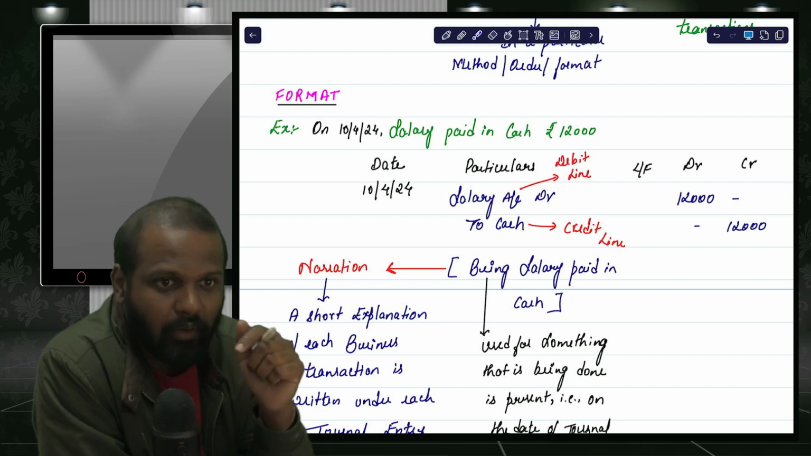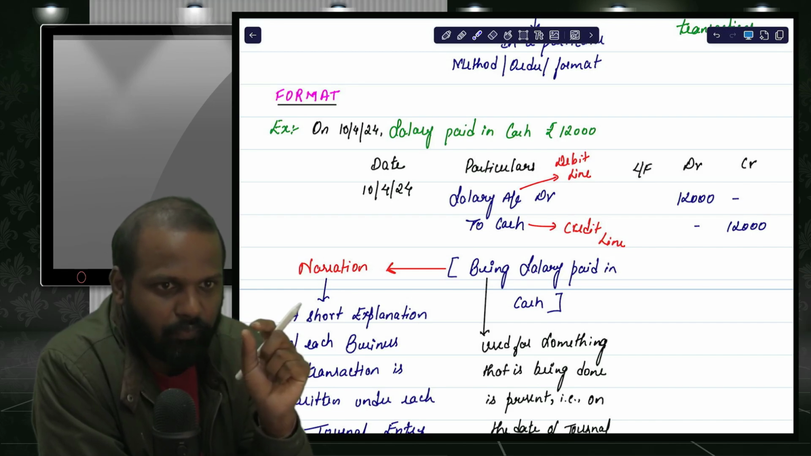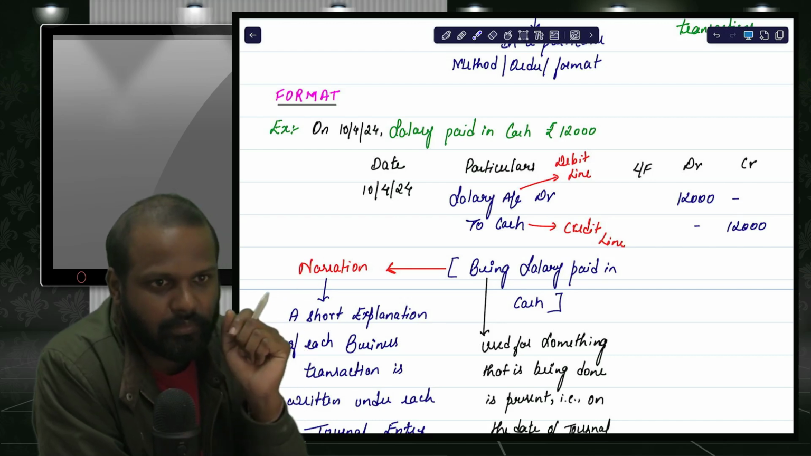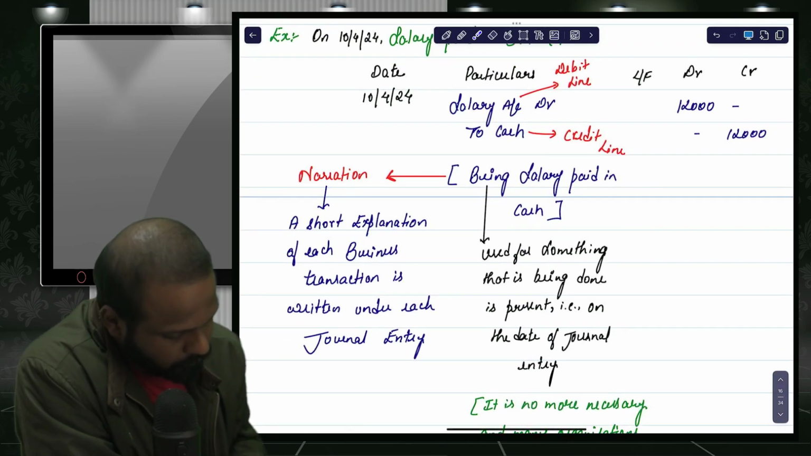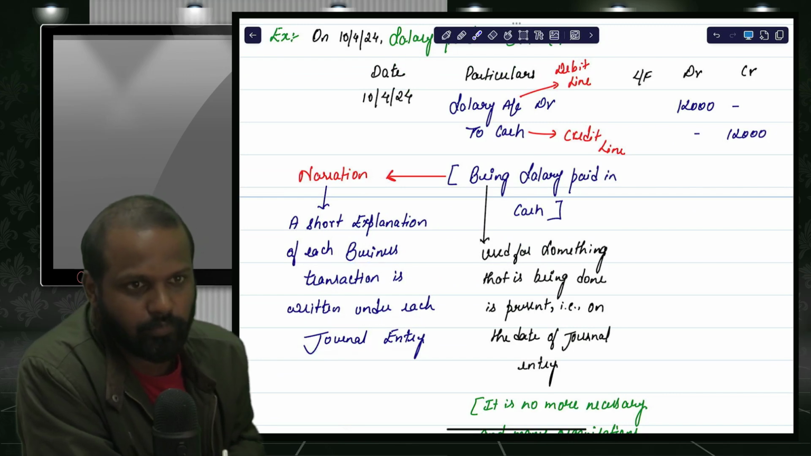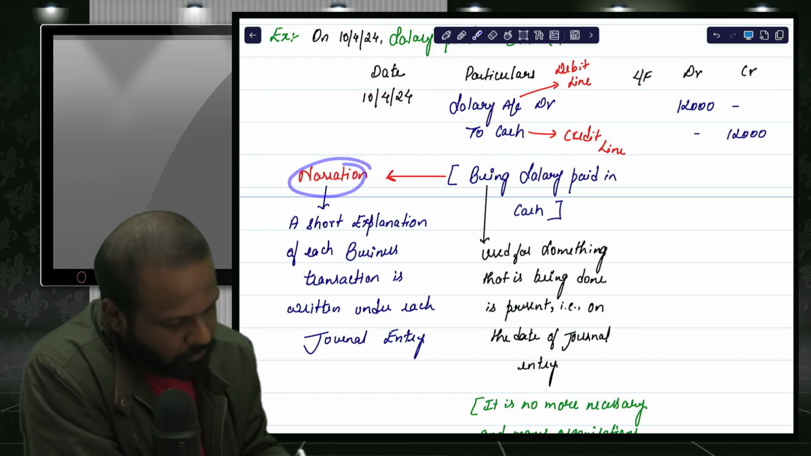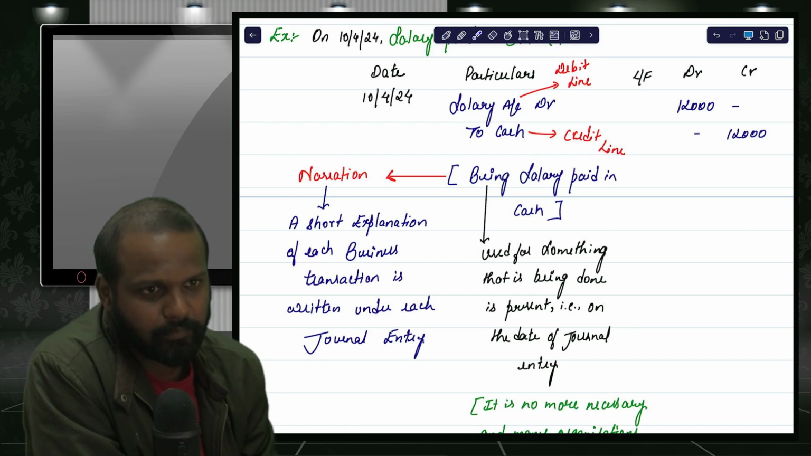So to avoid the confusion about which entry is for which particular transaction, we write a short explanation of that transaction. So narration means a short explanation of a business transaction written under each journal entry. And whenever we write the narration, we start with the word "being".